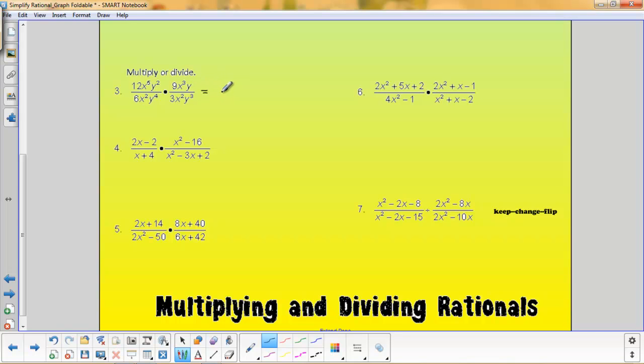So what I'm going to do is write a big empty fraction bar, and I'm just going to start putting values either on the top or the bottom based on where they go. Starting with the numbers 12 and 6, I will reduce that to 2. This x and this x subtract from each other. 5 minus 2 is 3. There's more x's on the top, so it remains on the top.